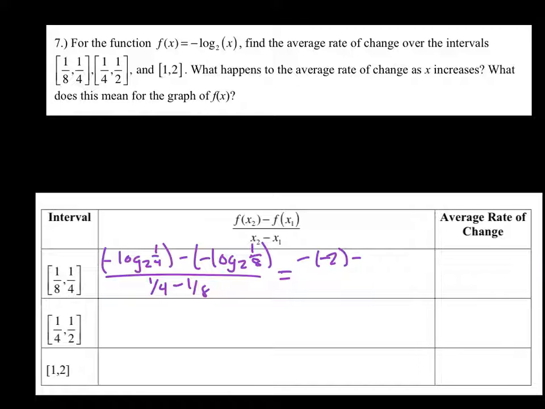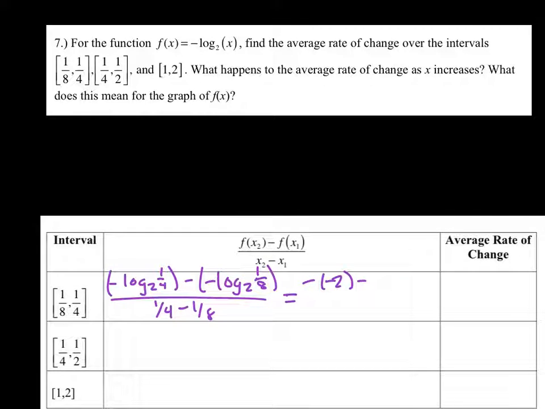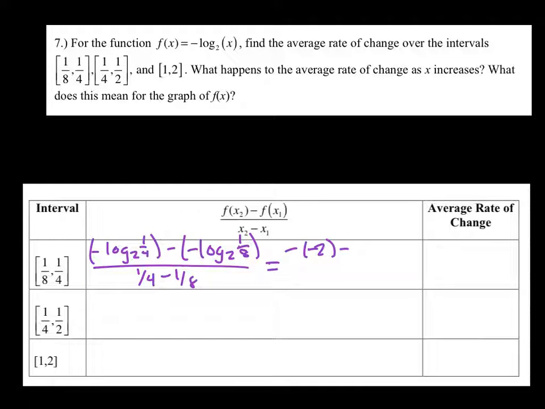minus log base 2 of 1/8 is -3. So that's just going to be 3. And 1/4 is really 2/8. So 1/4 minus 1/8, or 2/8 minus an eighth, is 1/8. So we've got -2, which is 2, minus 3 is -1, divided by 1/8. Remember, dividing by a fraction is multiplying by the reciprocal, so -8.